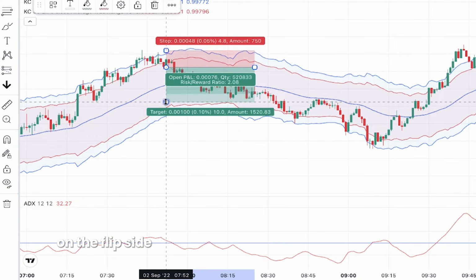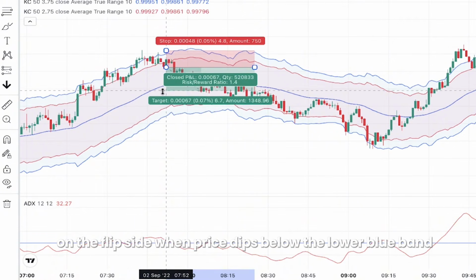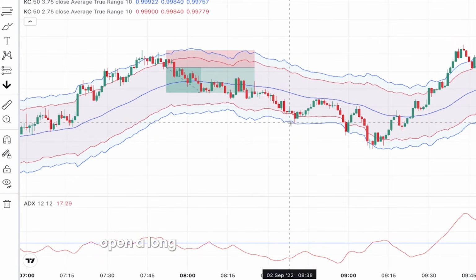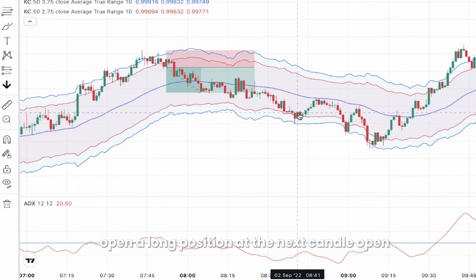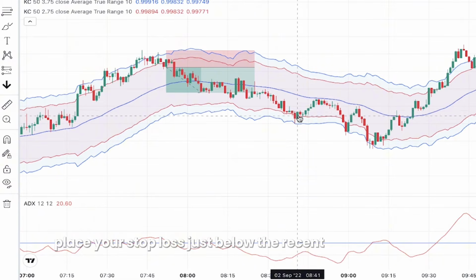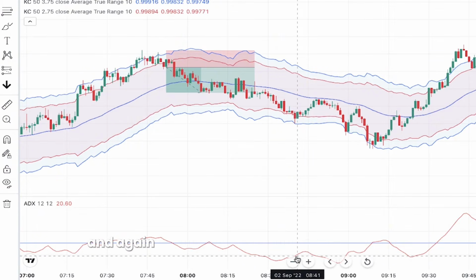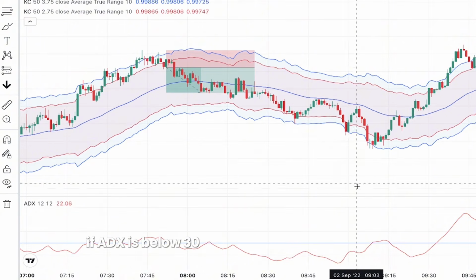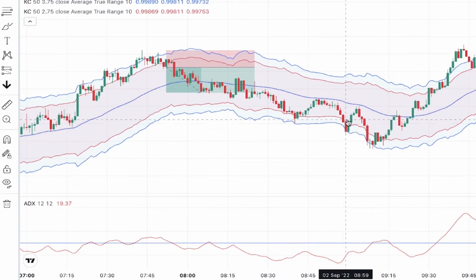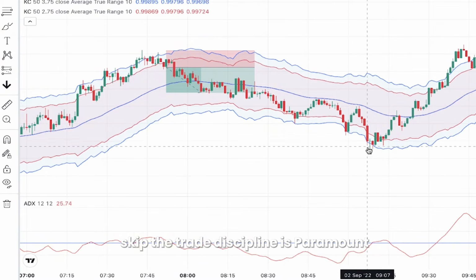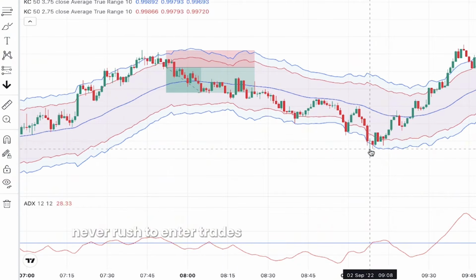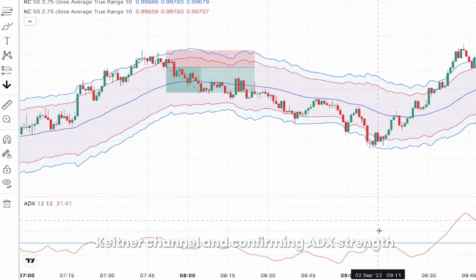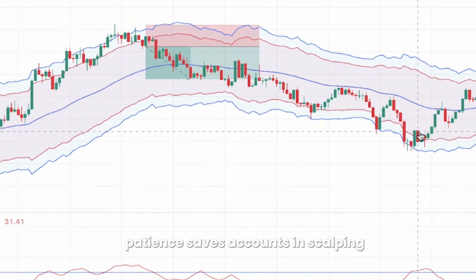On the flip side, when price dips below the lower blue band and then closes back inside the red channel with ADX above 30, open a long position at the next candle open. Place your stop loss just below the recent low or blue band, and again, target 1.5 times your risk for the profit. If ADX is below 30 or price fails to close inside red, skip the trade. Discipline is paramount. Remember, never rush to enter trades without seeing price close within the red Keltner channel and confirming ADX strength. Patience saves accounts in scalping.